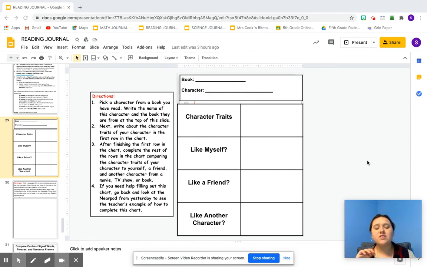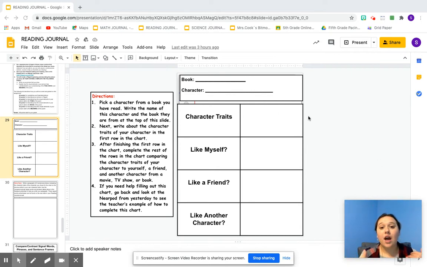So you should have just finished reading your slide in Nearpod about character traits and what character traits are. You should have read that character traits are basically the qualities or characteristics that we can use to help define a character and their behavior. It's the aspects of a character's behavior. It's what we could use to help describe a character.